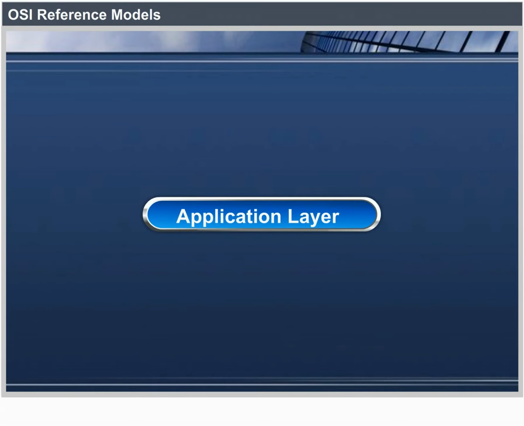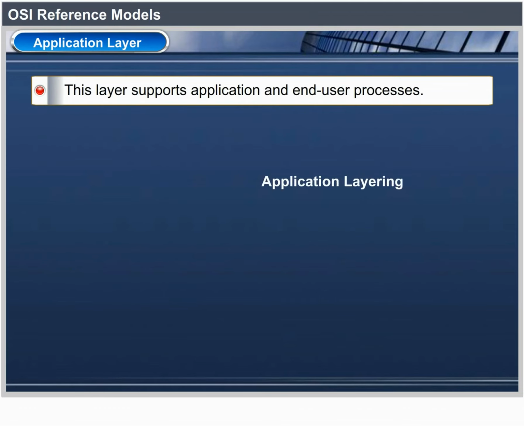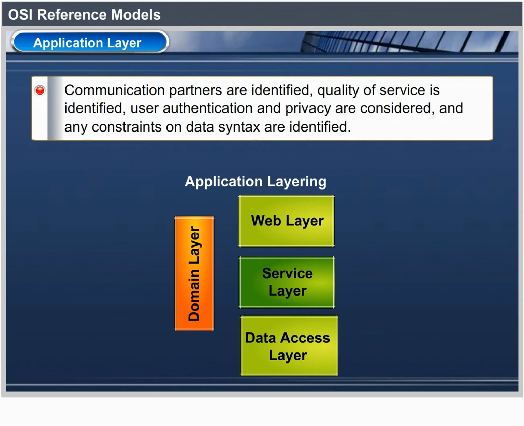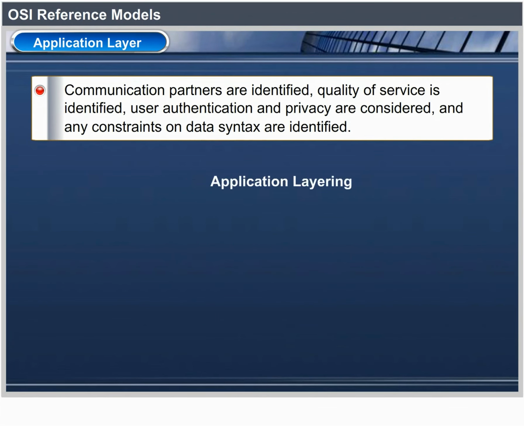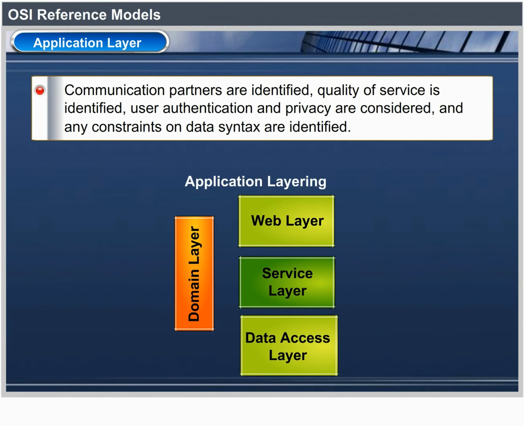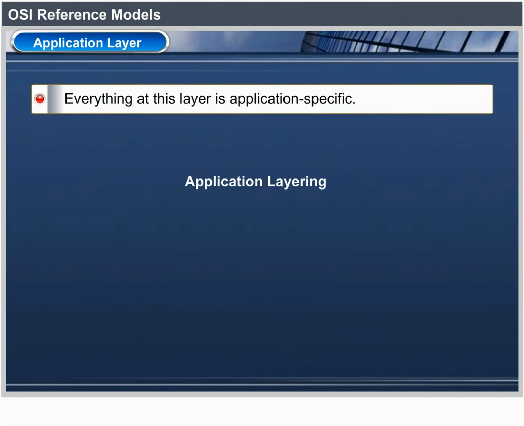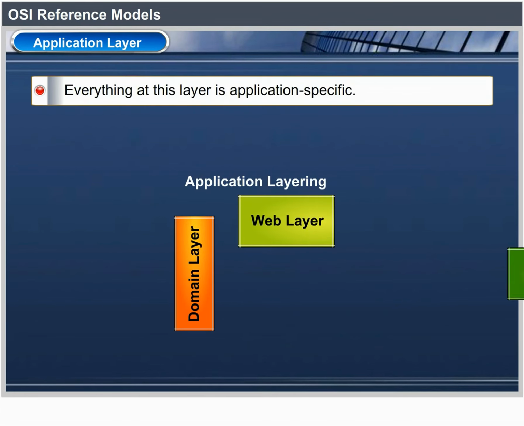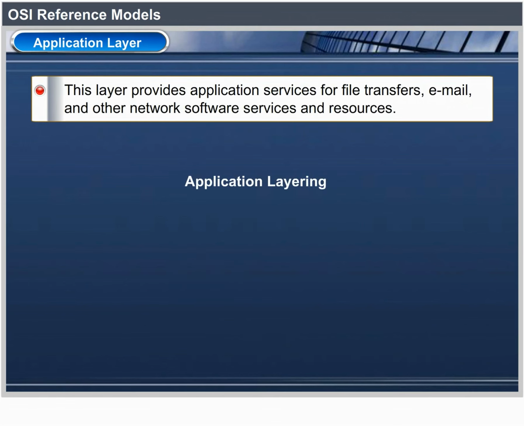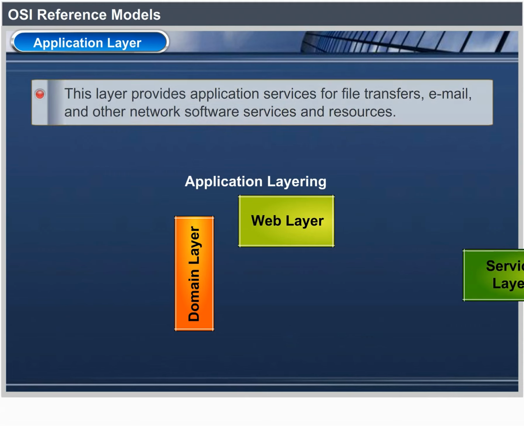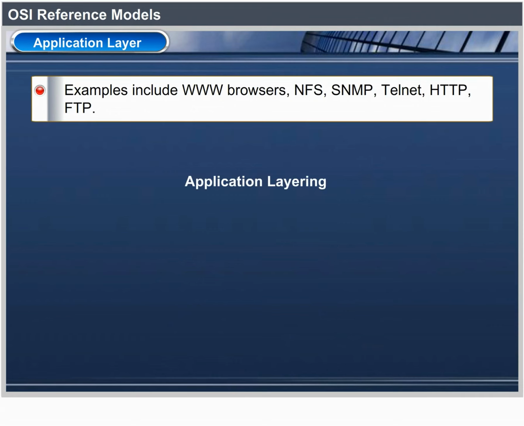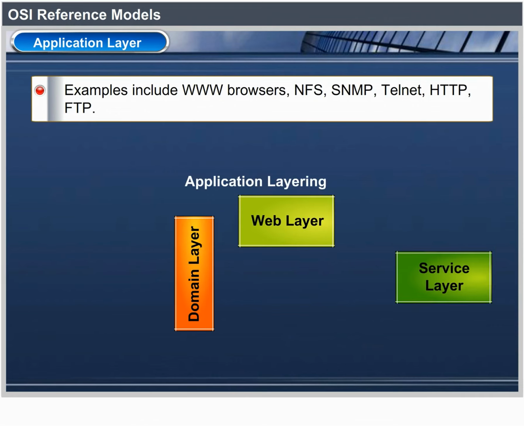Application layer. This layer supports application and end-user processes. Communication partners are identified, quality of service is identified, user authentication and privacy are considered, and any constraints on data syntax are identified. Everything at this layer is application specific. This layer provides application services for file transfers, email, and other network software services. Examples include www browsers, NFS, SNMP, Telnet, HTTP, FTP.